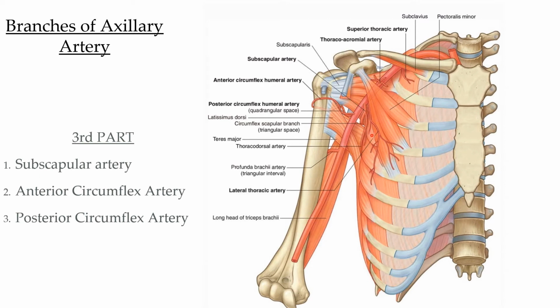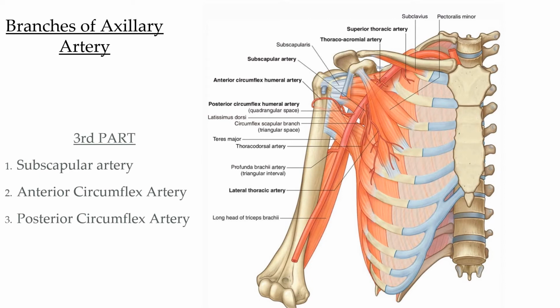inferior angle of the scapula. It participates in the formation of scapular anastomosis around the scapula. We will read about the scapular anastomosis when we study the back and scapular region. The subscapular artery, approximately 4 cm after taking origin from the third part of the axillary artery, divides into its two terminal branches, which are the circumflex scapular artery and thoracodorsal artery.